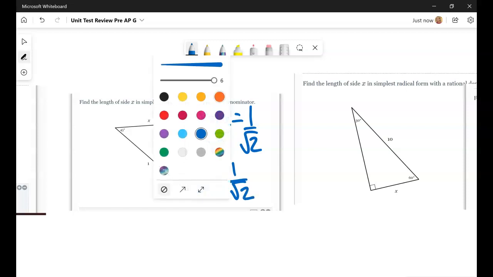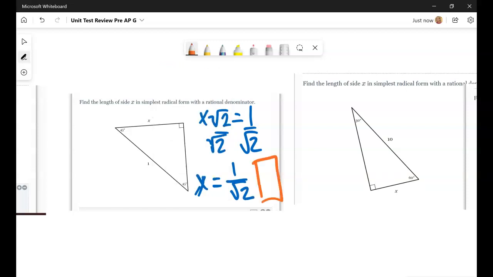But remember, we can't leave it like that. We have to rationalize the denominator. So we have to multiply by the square root of 2 on the top and the bottom. So I'm going to get the square root of 2 over 2 for that answer.